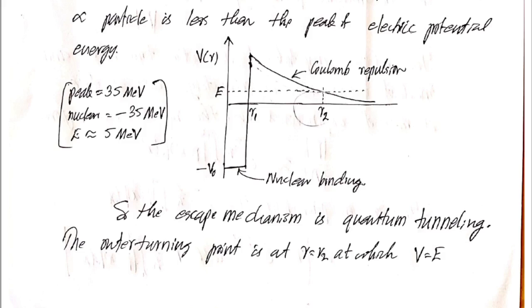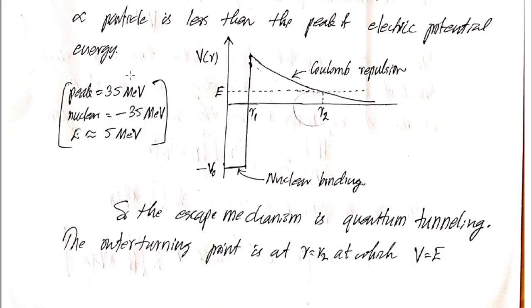So at this distance R2, total energy E is equal to potential energy. So this R2 is a classical turning point. So the region between R1 and R2 is called the tunneling region, and we have to integrate the magnitude of classical momentum over this region to find the transmission probability.